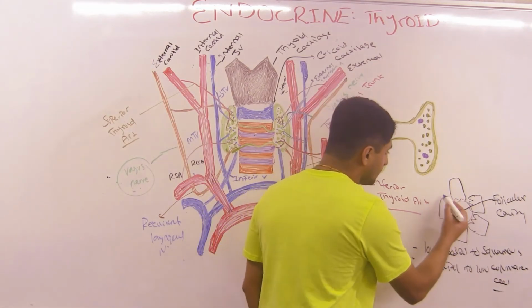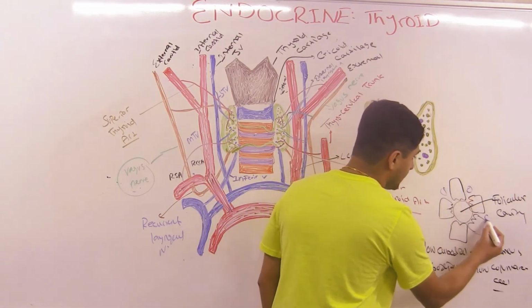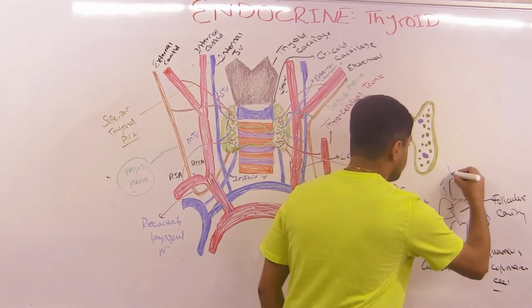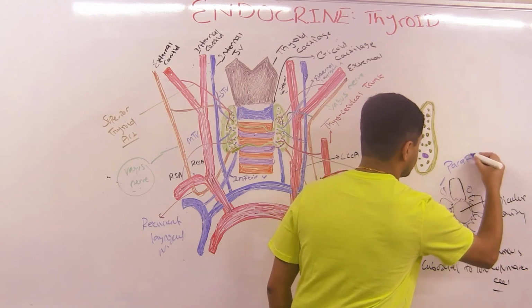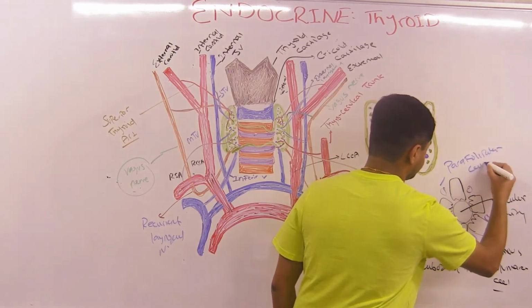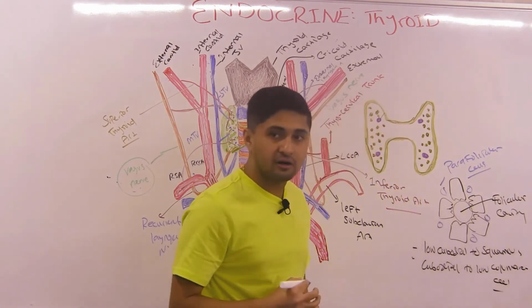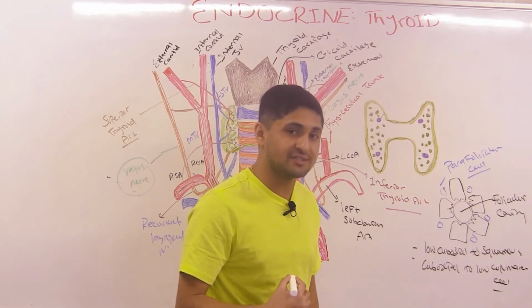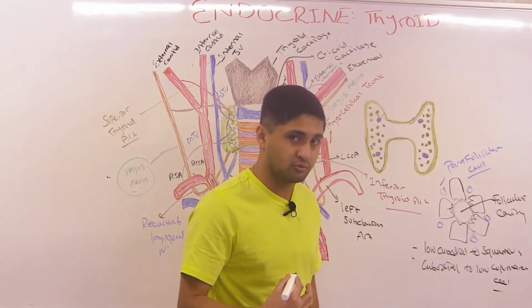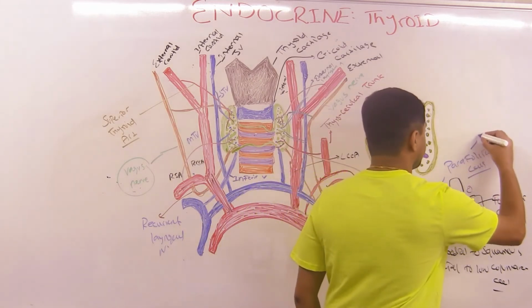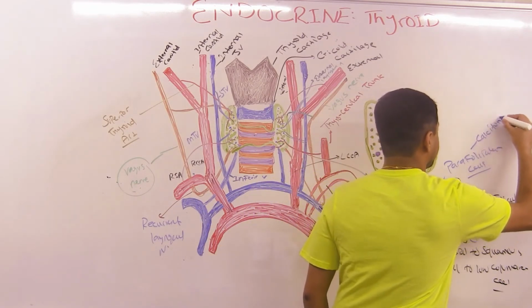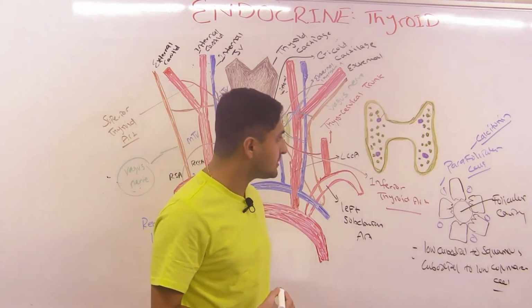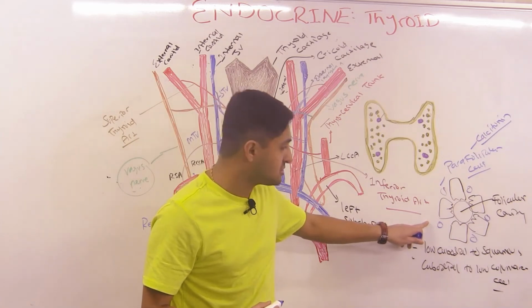Outside of the follicular cells, there are other cells right here, and these are called parafollicular cells. Parafollicular cells are very important because they synthesize one very important hormone, and that is called calcitonin. What calcitonin does is remove extra calcium from our body. We'll talk about it in physiology in more detail.